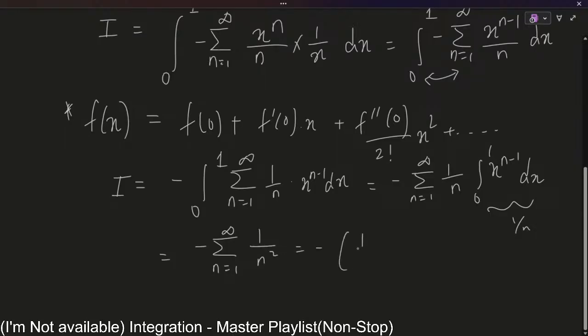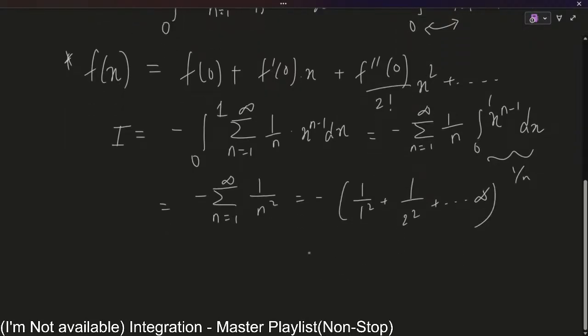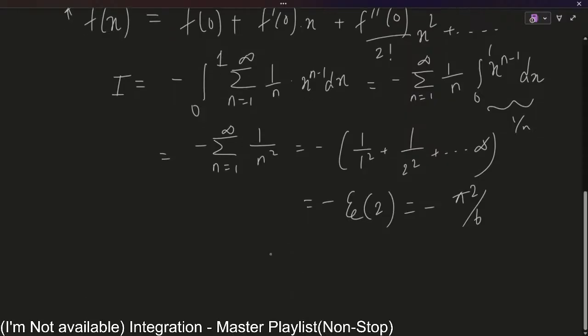And this simply is 1 by 1 square plus 1 by 2 square and all the way up to infinity. This is the particular case of the Riemann zeta function, and you can write this as zeta of 2, which is a given value of pi square upon 6. So basically, the sum of the reciprocals of the squares of the natural numbers, when added up to infinity, gives you pi square by 6, which is very weird, but we do have lots of proofs on this one, and I also intend to show some of them, not in this video though.